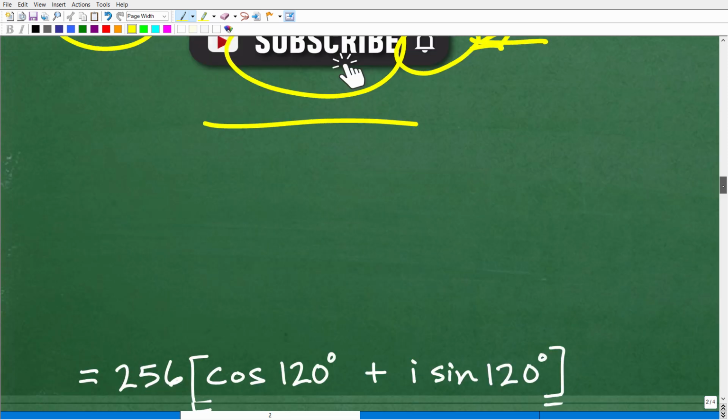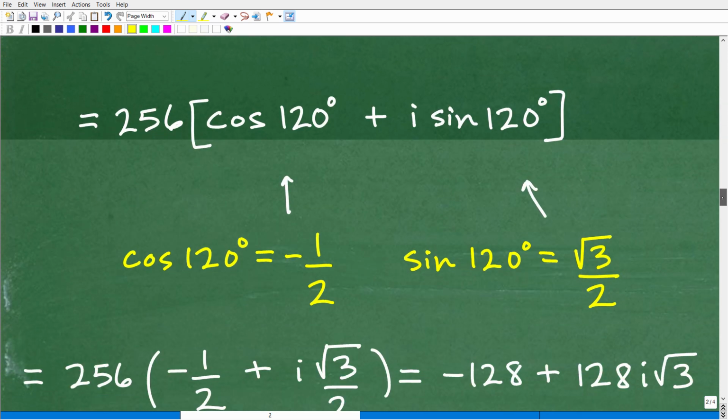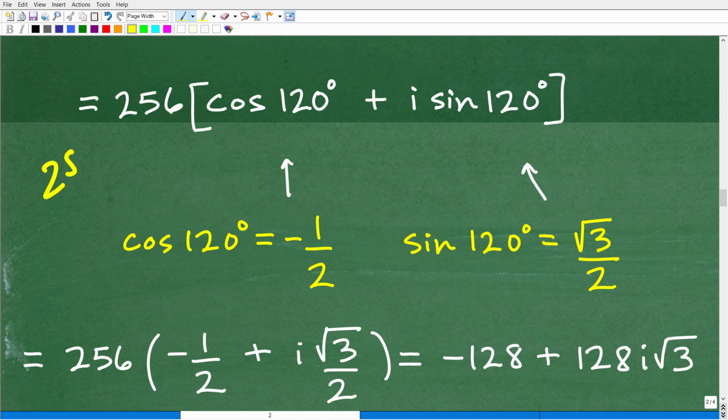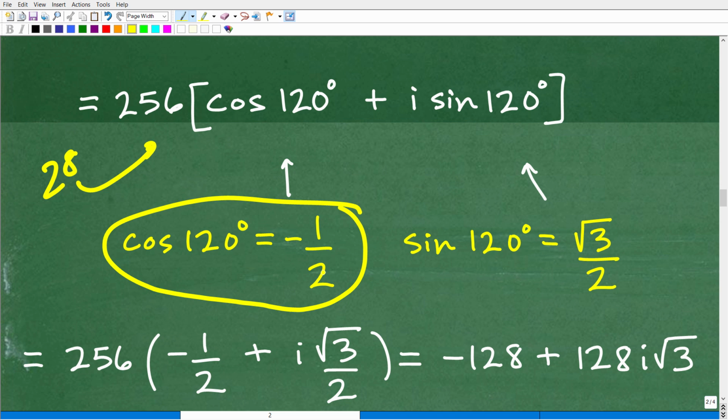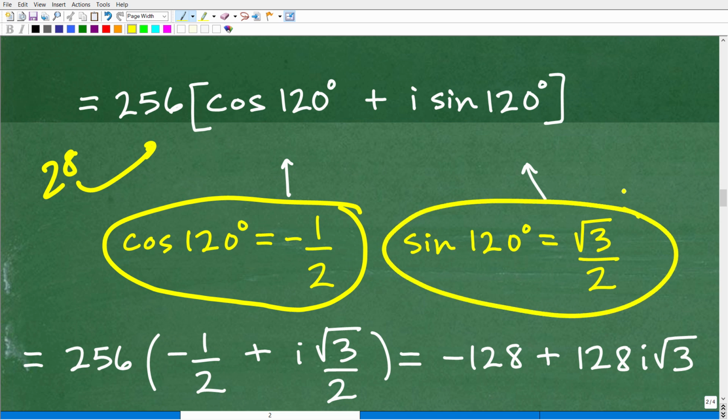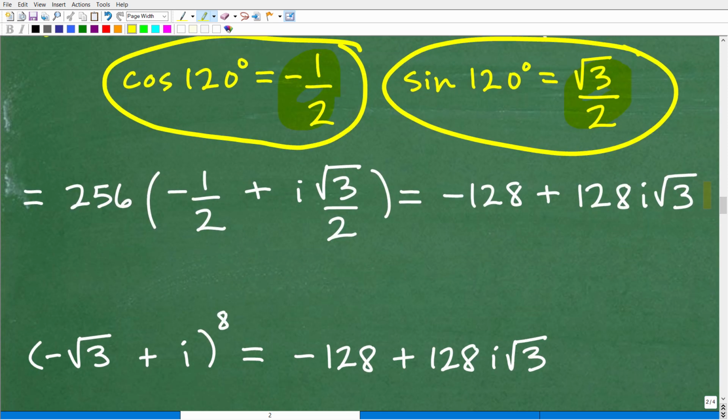Okay, so let's go and put this all together. All right, so remember we had 2 to the 8th right here. We figured that out. That's 256 times cosine 120 degrees plus i sine 120 degrees. We know that cosine of 120 degrees is negative 1/2, and sine of 120 degrees is square root of 3 over 2. Okay, so we're going to replace this stuff with these values. And remember, this problem stated that we wanted the answer in rectangular form or a plus bi form.